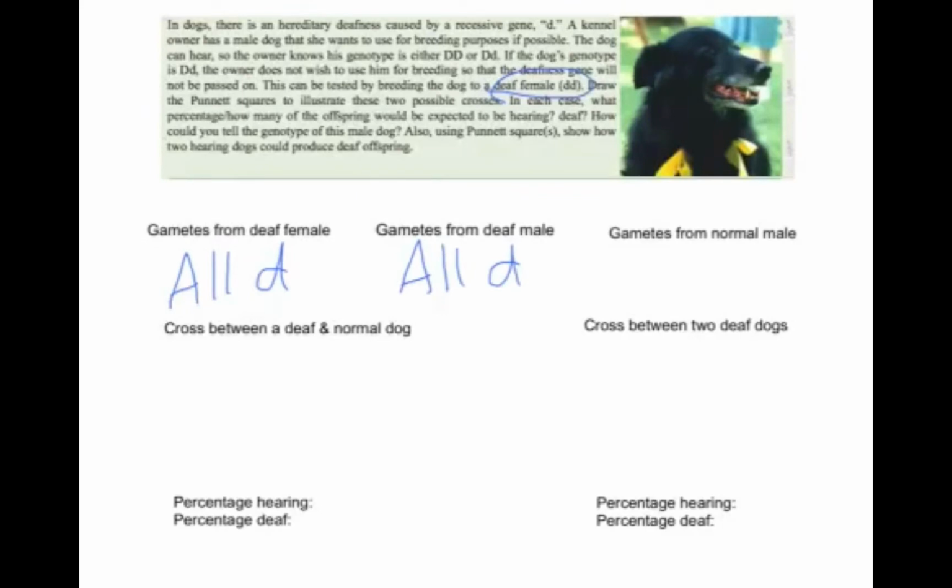Now the gametes from our normal male are going to depend on whether he is homozygous dominant or heterozygous. If he is homozygous dominant, he's only going to be able to pass on big D's. However, if he is heterozygous, he's also going to be able to pass on little d's. Now, if we're going to cross between a deaf dog and a normal dog, we're going to have to do two Punnett squares, as we can have two genotypes for our normal dog: big D big D, or big D little d. And that's what the owner wants to know, whether her male dog is big D big D, or big D little d. So let's do big D big D first.